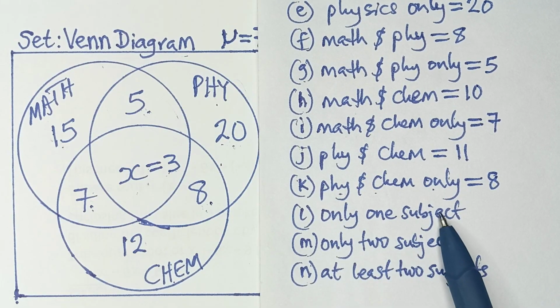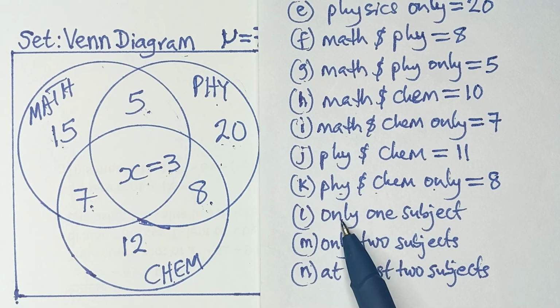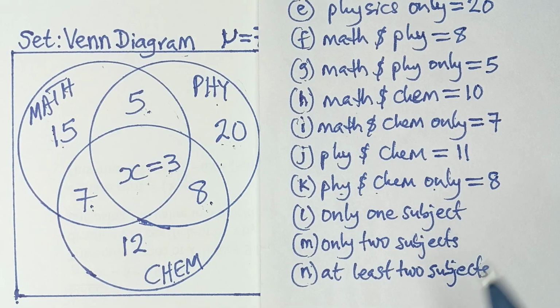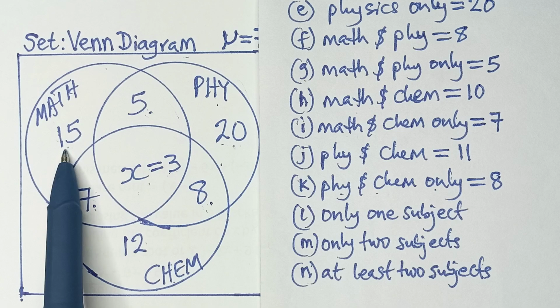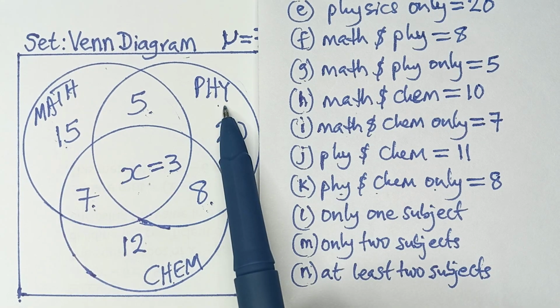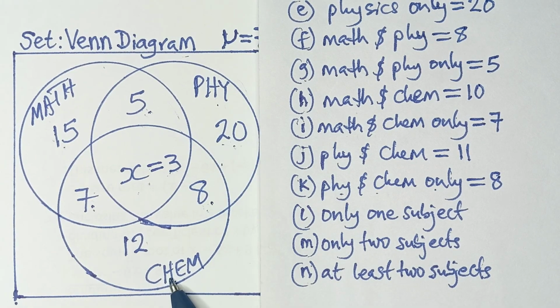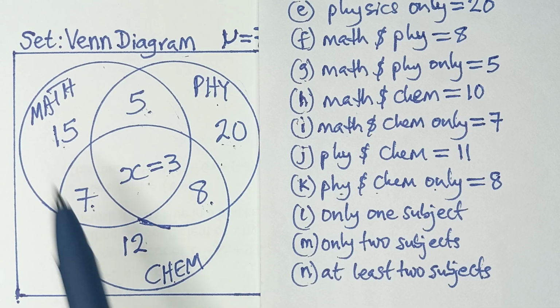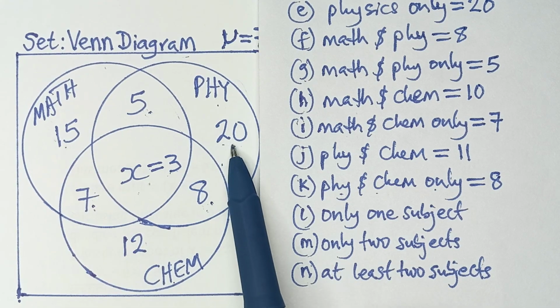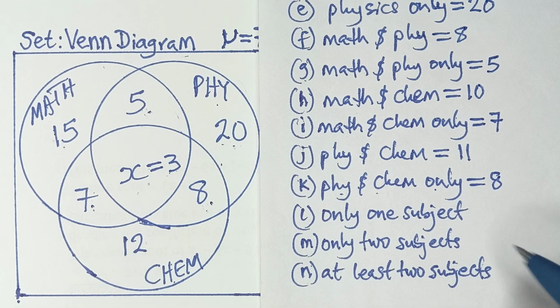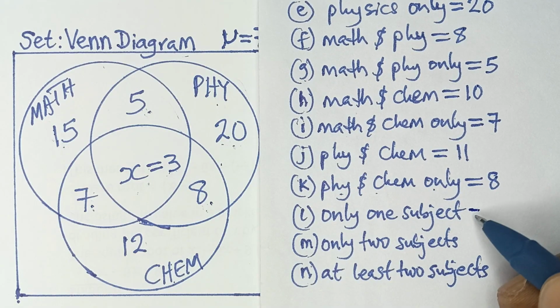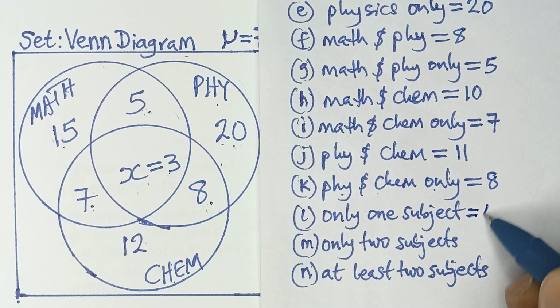Now, only one subject is the next question. Number of students that offered only one subject. So to get the number of students that offered only one subject, we take those that offered only mathematics, those that offered only physics, and those that offered only chemistry. So 15 plus 20, that will give us 35. 35 plus 12, that will give us 47. So 47 students offered only one subject.